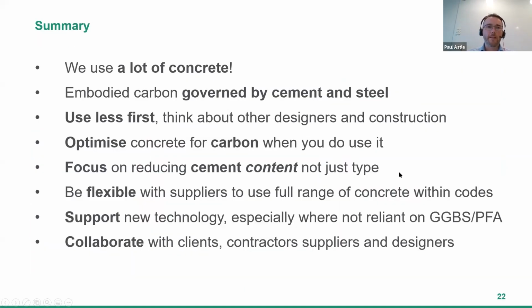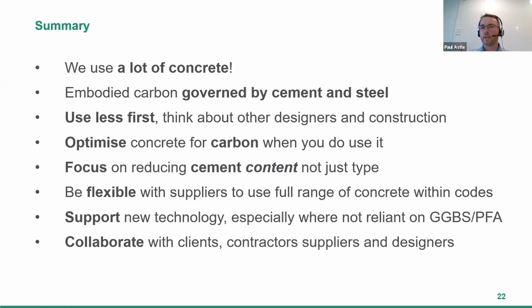Just going to wrap up quickly. So the first thing to say is we use a lot of concrete. This is a given. The embodied carbon is governed by cement and steel. We need to use less first, of course, but let's also think about the designers and the construction end. When we are going to use concrete, we need to optimize it for carbon on your project.